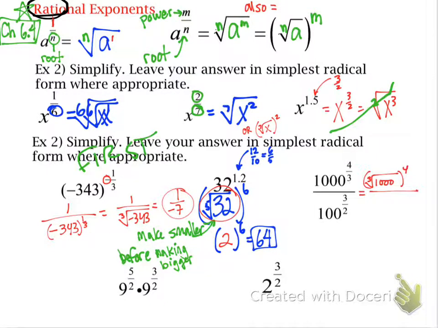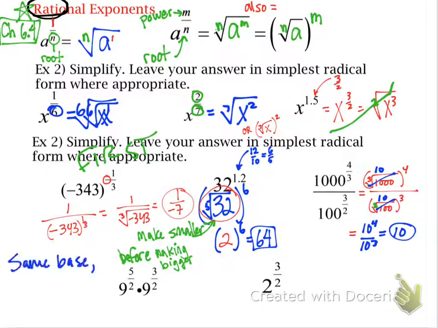Here I'm going to simplify each of these. That's a cube root. And again, it's in the parentheses so I can make it smaller before I raise it to the 4th power. Same deal here. You can write the 2 if you want. Doesn't matter. And then that simplifies like so. That gives us a 10.